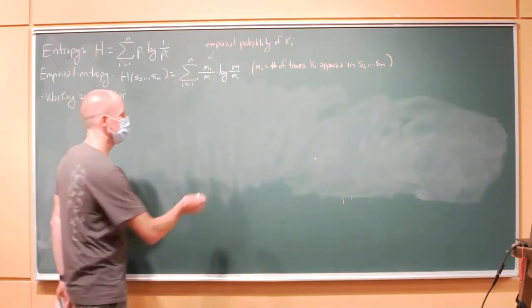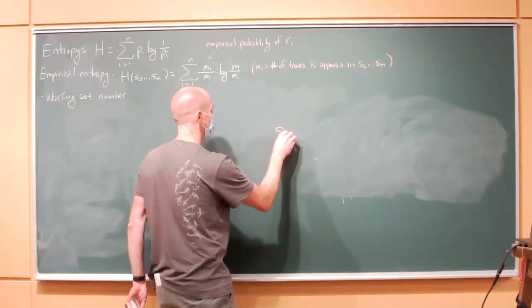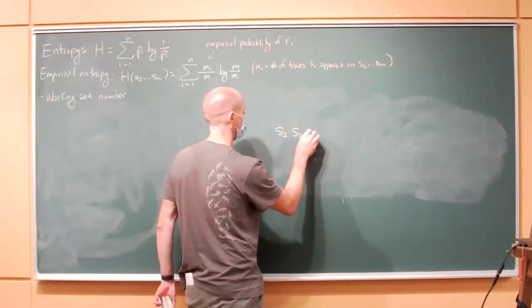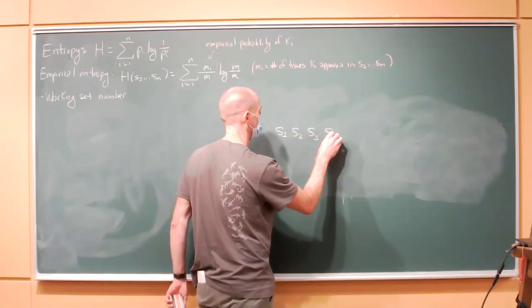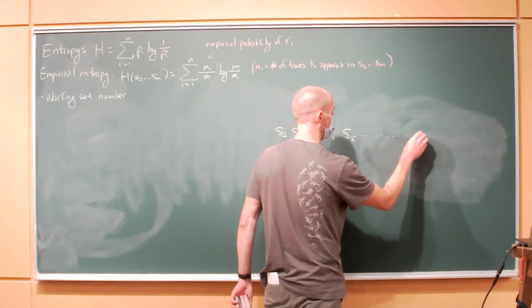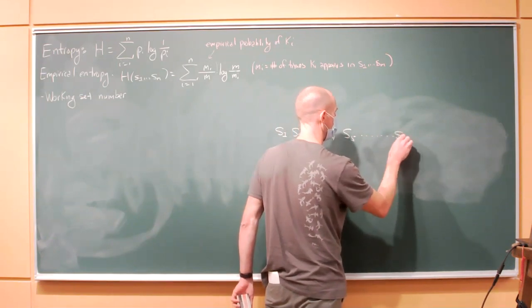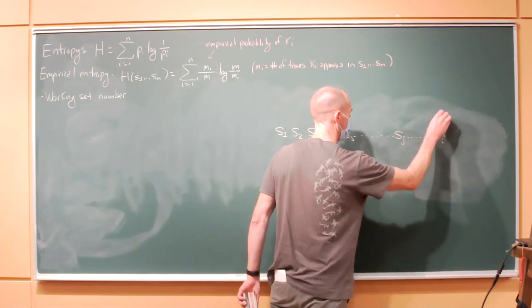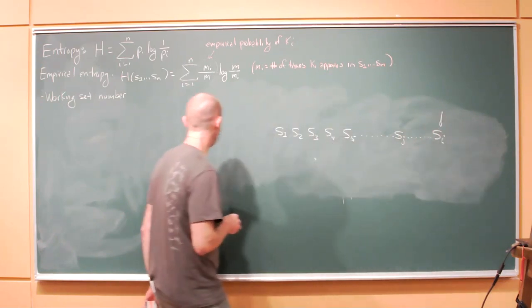Okay, and so for the working set number, it's really about these access sequences. So I search for the first thing, search for the second thing, search for the third thing, fourth thing, and so on, up to maybe there's a jth thing, and then there's an ith thing.